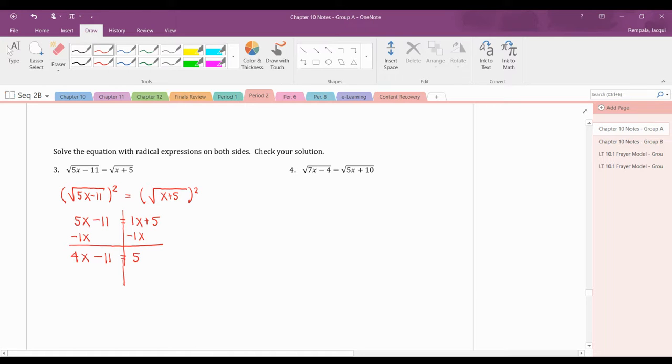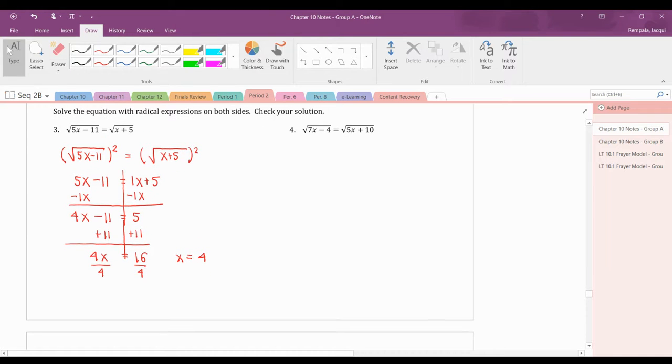Now I have the x on one side. My goal is to get the x completely alone. With the 2 numbers on the same side, we're going to move that 11 first by adding. That would then give me 4x equals 16. And then my last step would be to divide both sides by 4. And so my potential answer is that x equals 4.